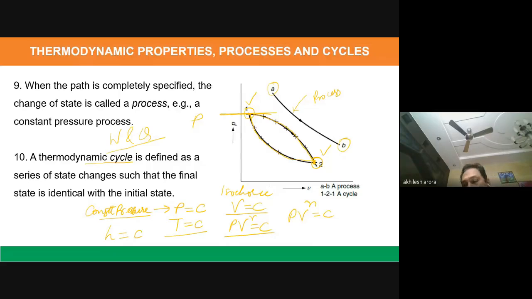You should always remember that W means work and Q means heat transfer. They are not properties. They depend upon the path being followed. So if the path being followed is known, then work and heat transfer will be different for different paths. That we will study in the next chapter, chapter number 3.